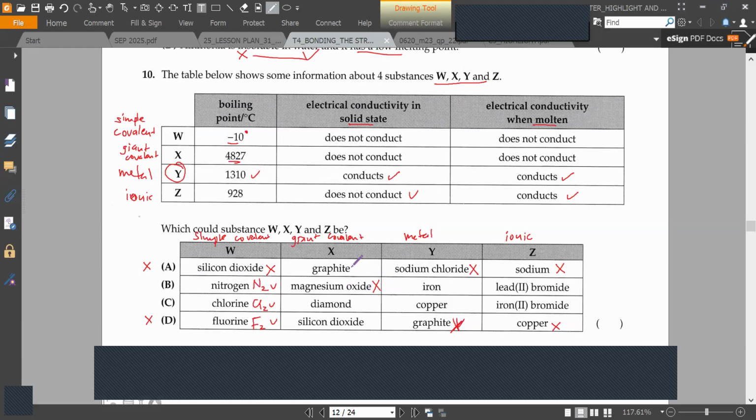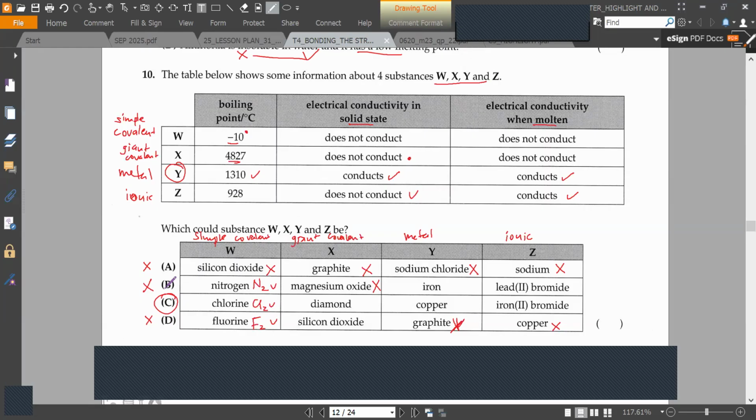ionic. Graphite is giant covalent, but it conducts electricity in solid state, so this is also no. We are left with diamond and silicon dioxide. Just now we already know that D is eliminated. So our answer is C.